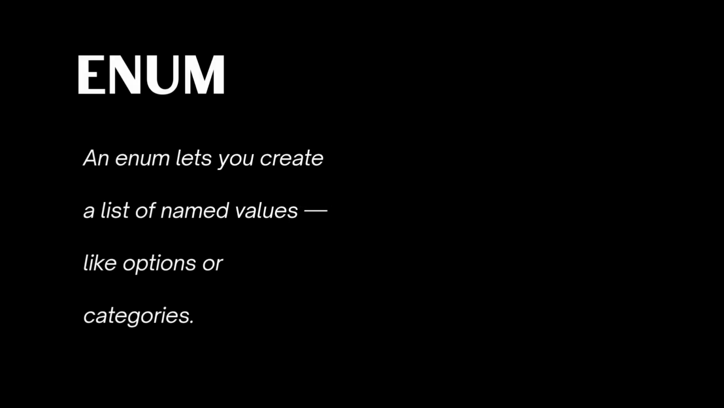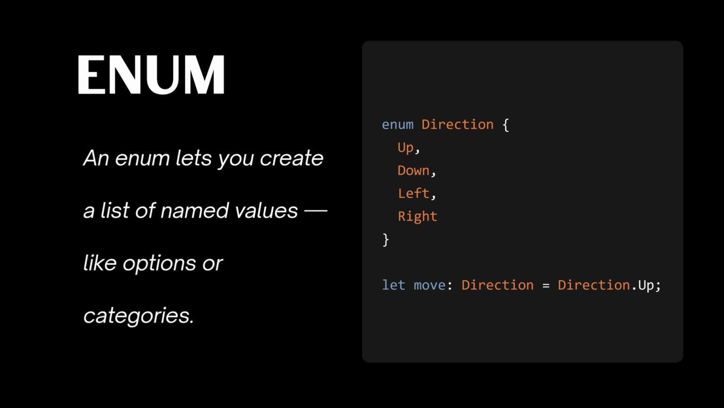Enum. An enum lets you create a list of named values, like options or categories. enum Direction { Up, Down, Left, Right }. let move: Direction = Direction.Up. Enums help your code be more readable and meaningful, especially when you're working with fixed sets of values.